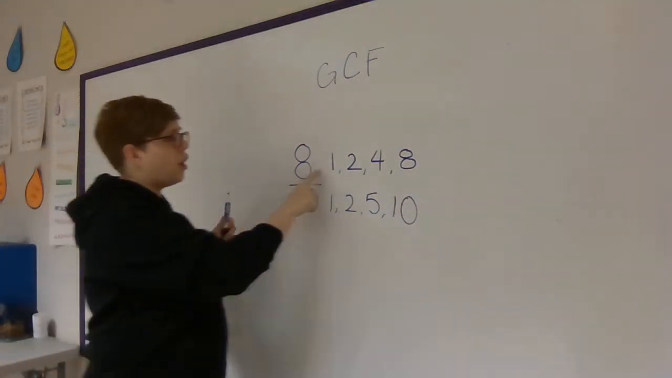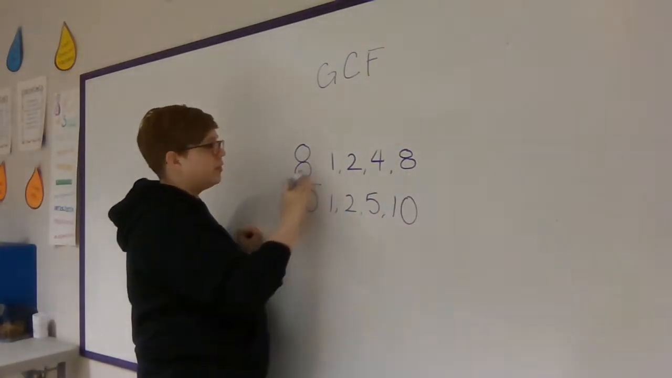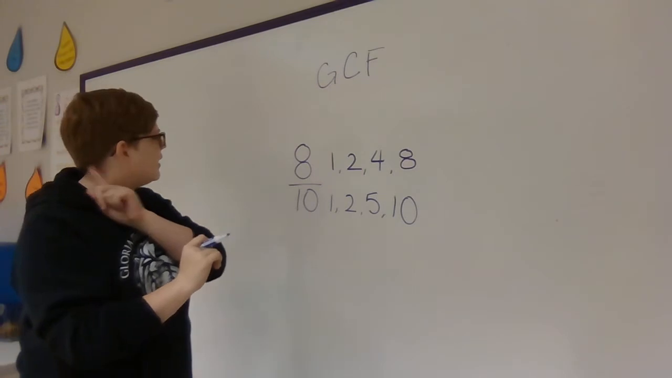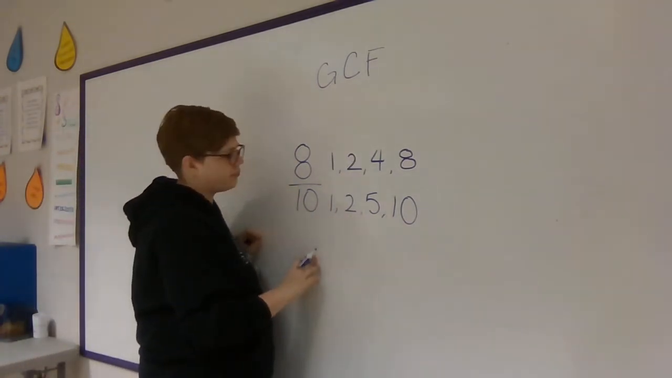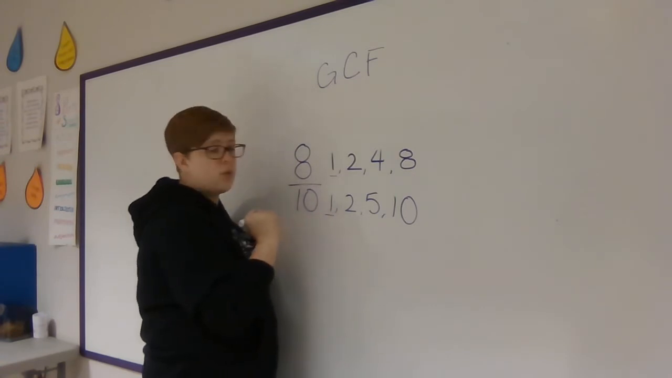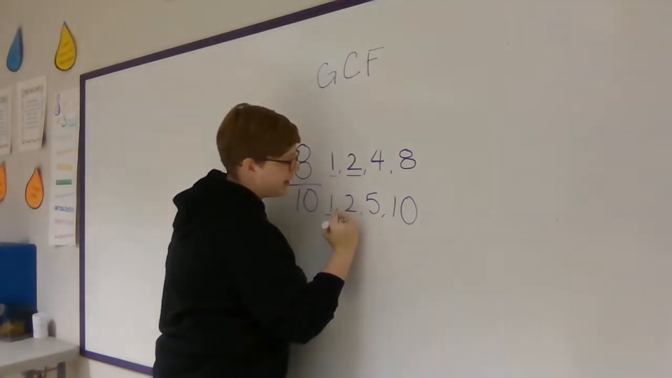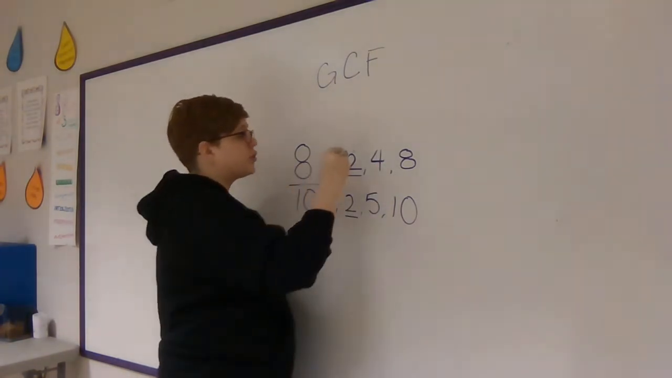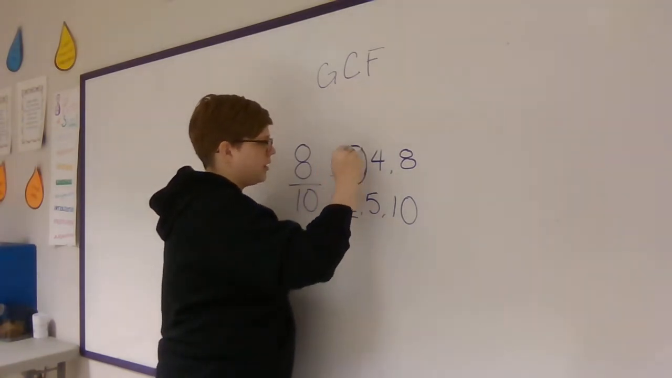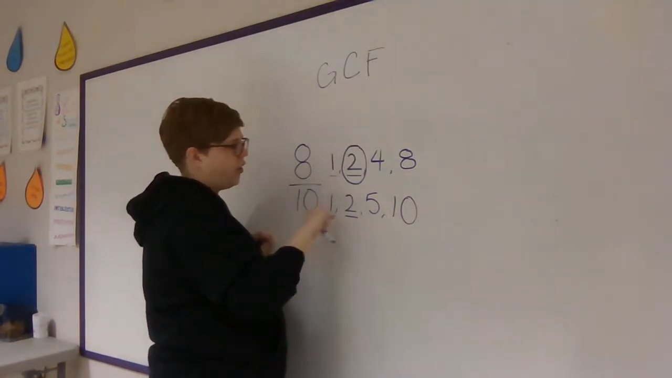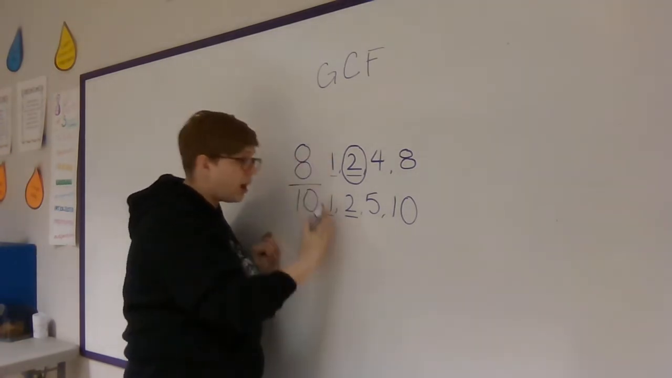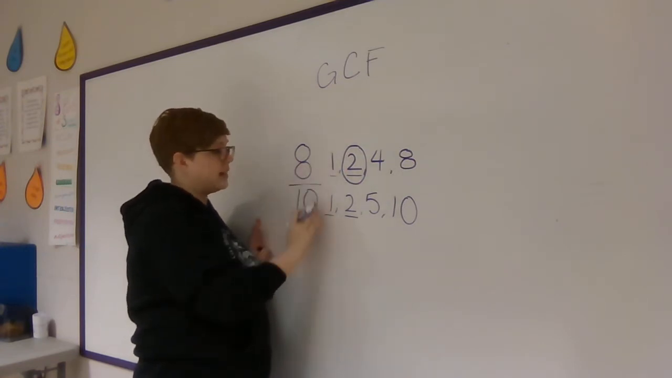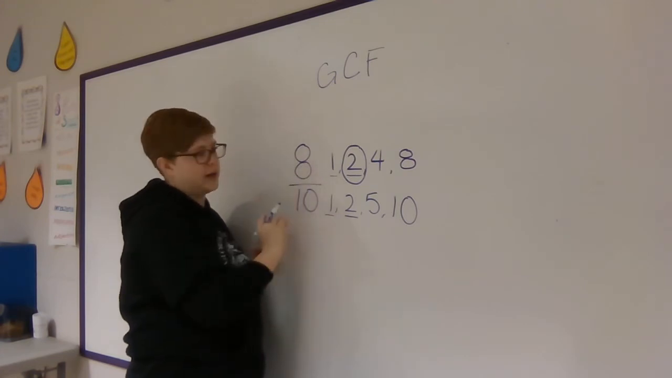So now I've written down all of the numbers that I can divide each number by. And now I'm going to look and see if any of these numbers are the same. Well, they can both be divided by 1, and they both can be divided by 2, but those are really the only numbers that are the same. I'm going to circle the number that is the largest out of all the numbers that are common for both of the numbers. So 2 is the highest number out of 8 and 10 that I can divide both numbers by.